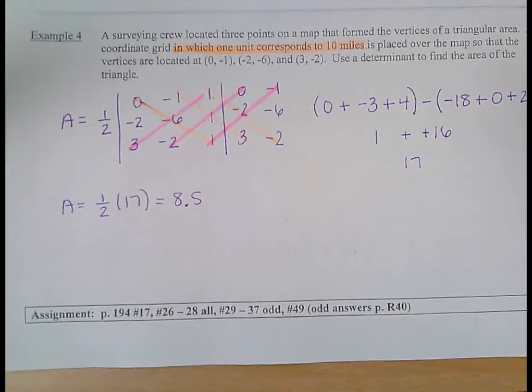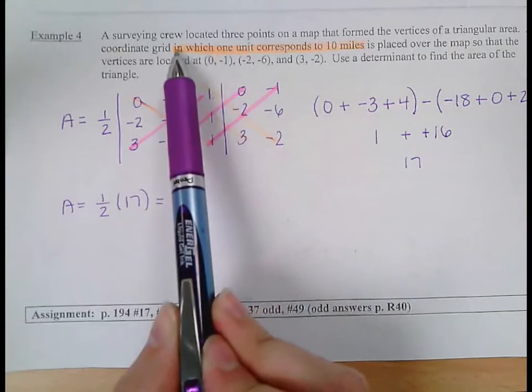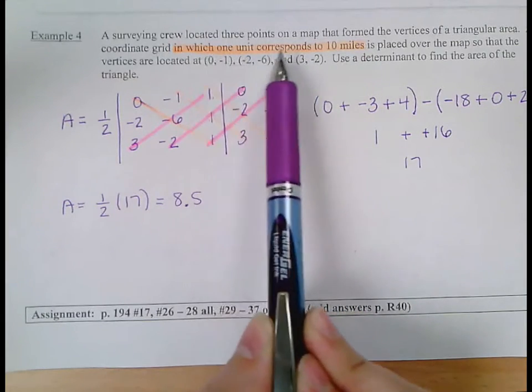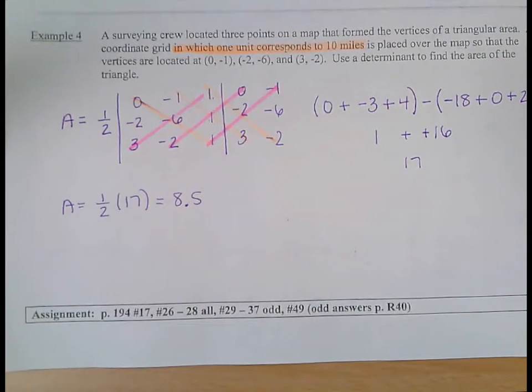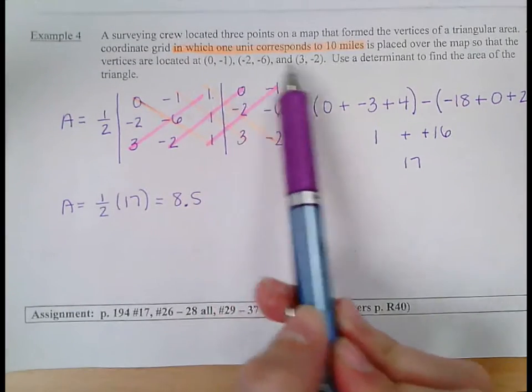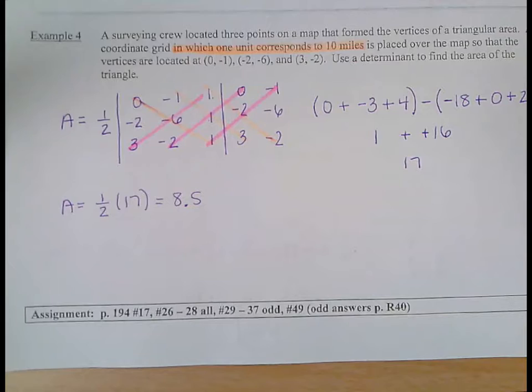Okay, so this isn't the final answer, but are there questions on how I got the 8.5? Okay, so why this isn't the final answer: if I didn't have this extra piece of information that I highlighted up here, that 1 unit corresponds to 10 miles, if that wasn't in the problem, then this would be the answer. So with these 3 vertices written the exact way that they are, the area would be 8.5.